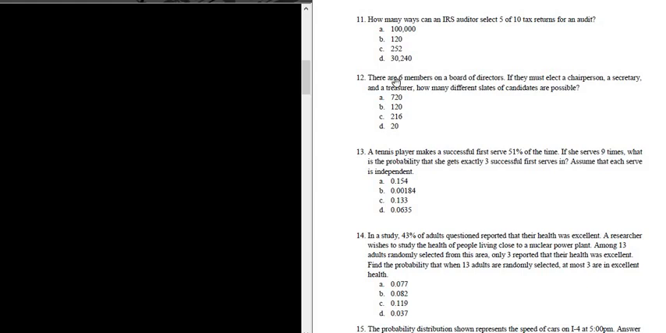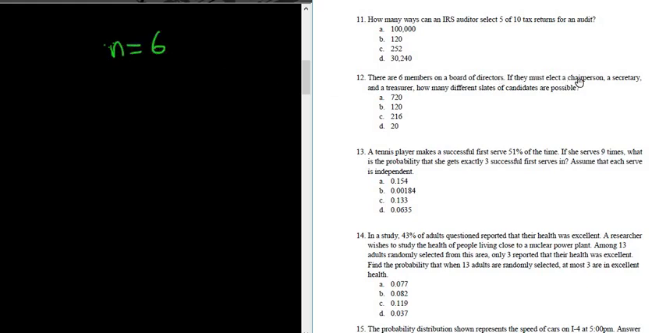Let's do number 12. There are 6 members on a board of directors. If they must elect a chairperson, secretary, and a treasurer, how many different slates of candidates are possible? So this is a counting question. So we have 6 people total. So N is the bigger number, so N is 6.